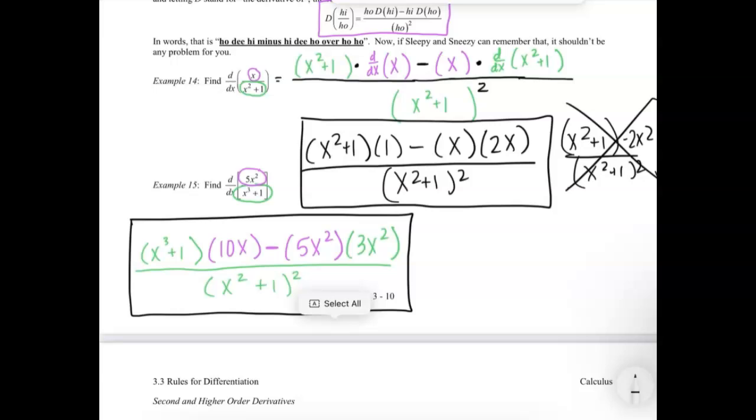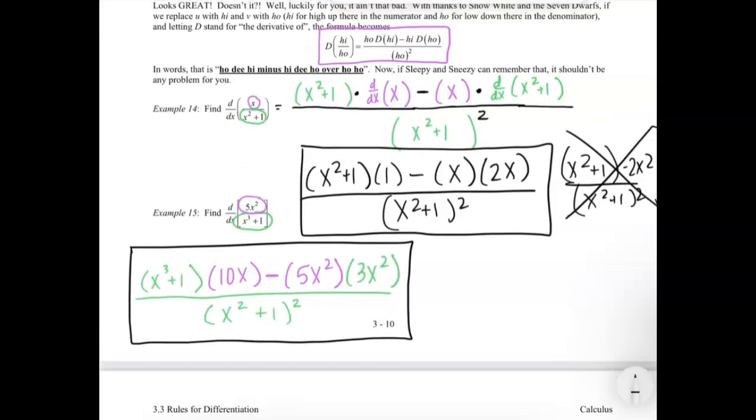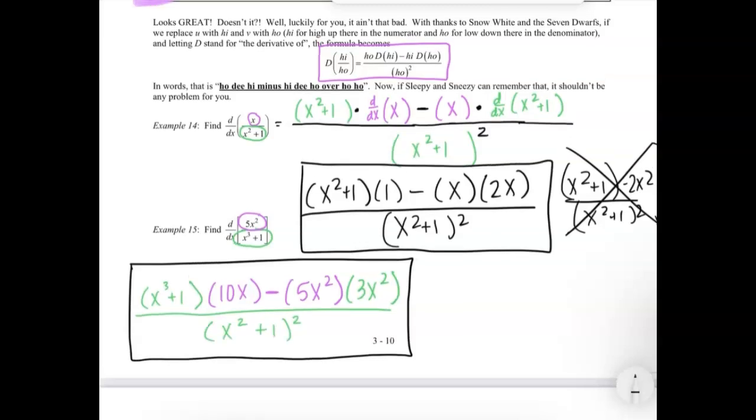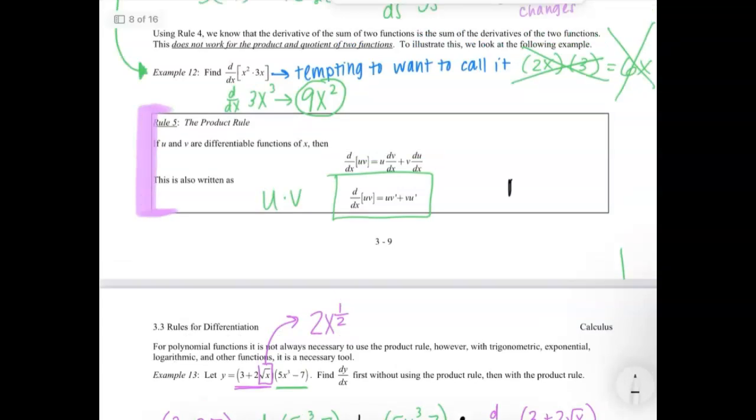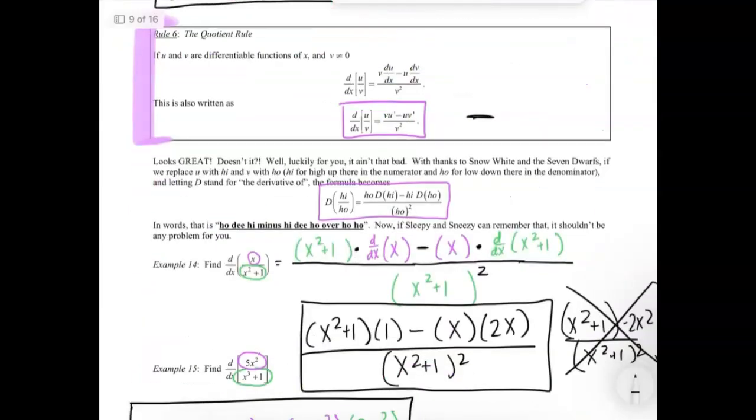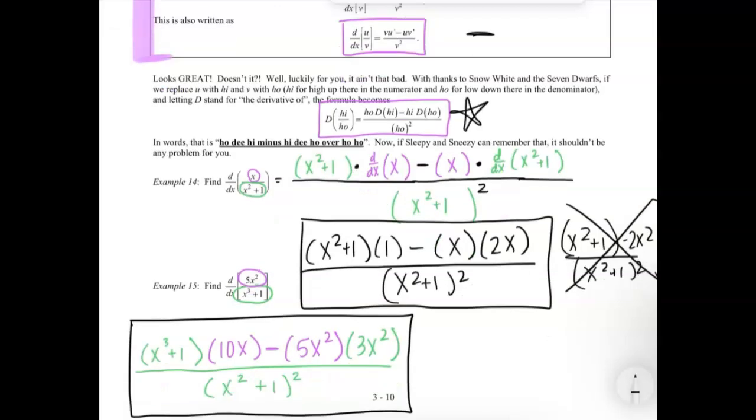Now, you will just need to memorize these, and as you memorize them, remember that the quotient rule has a subtraction sign, whereas the product rule has an addition sign. They're very similar, but there are some differences. So that's one of the main ones, is the sign of things. And then again, if you just say this little helpful ho d high minus high d ho over ho ho, it really does help you remember it.